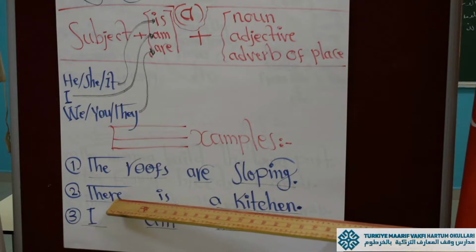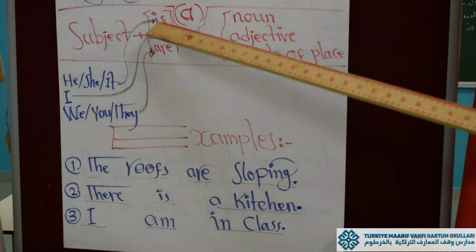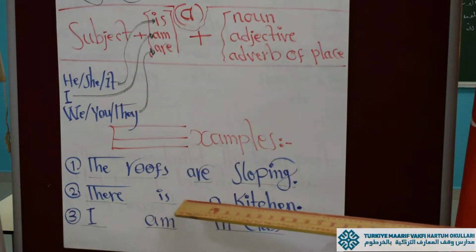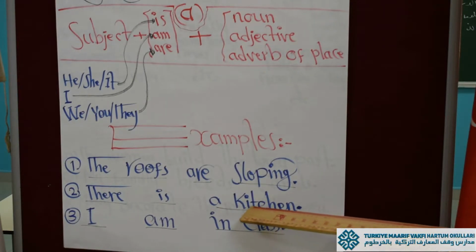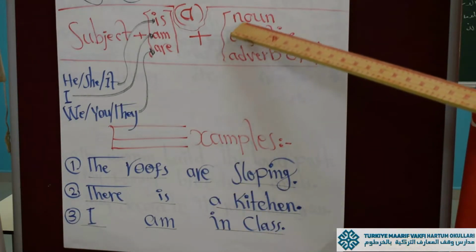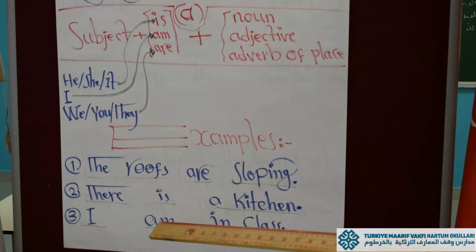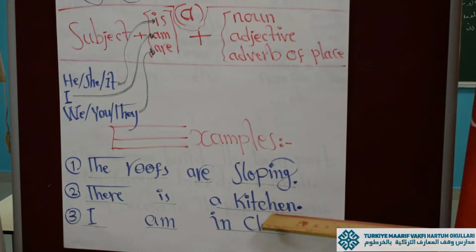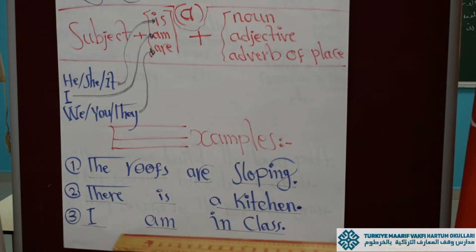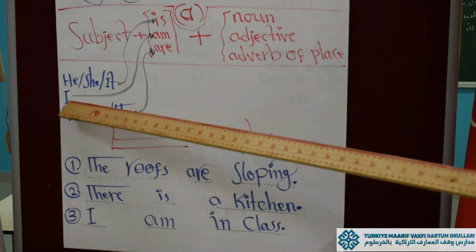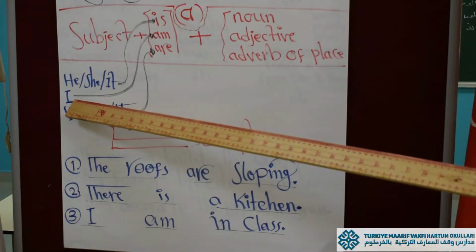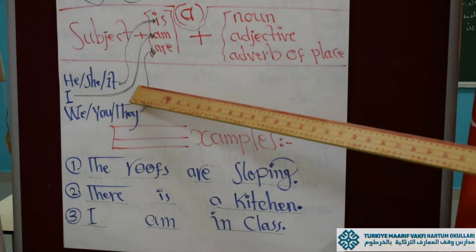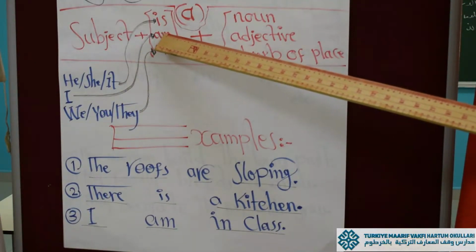Number 2, there is a kitchen. So a kitchen is a noun. So we have subject, verb plus noun. Number 3, I is that one. It is a pronoun, and we have agreed that I is used with am only.